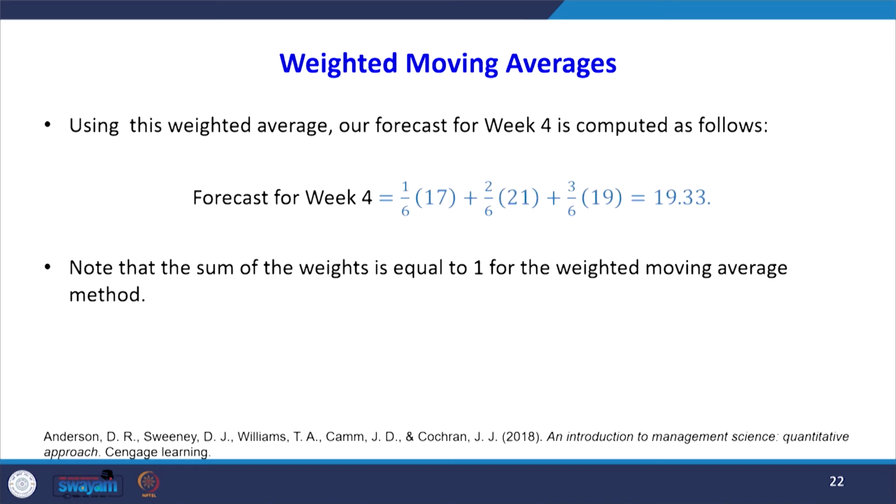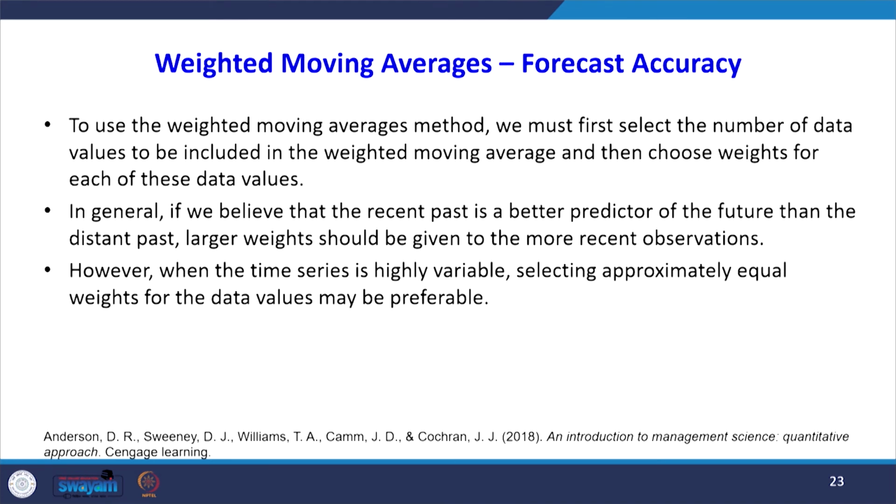Using the weighted average, the forecast for week 4 is 1 upon 6 into 17 plus 2 upon 6 into 21 plus 3 upon 6 into 19, so 19.33. Note that the sum of the weights is equal to 1 for the weighted moving average method.